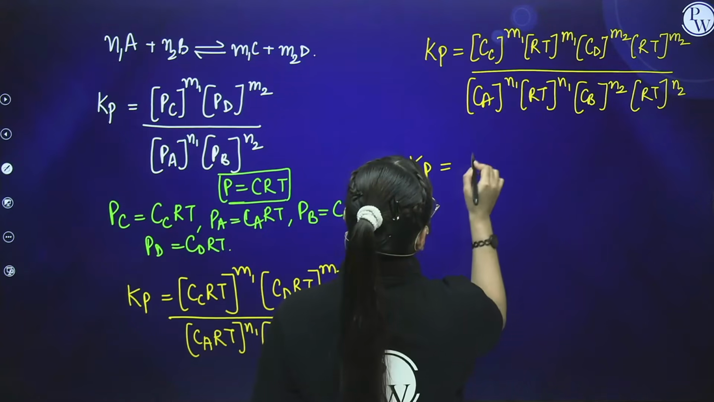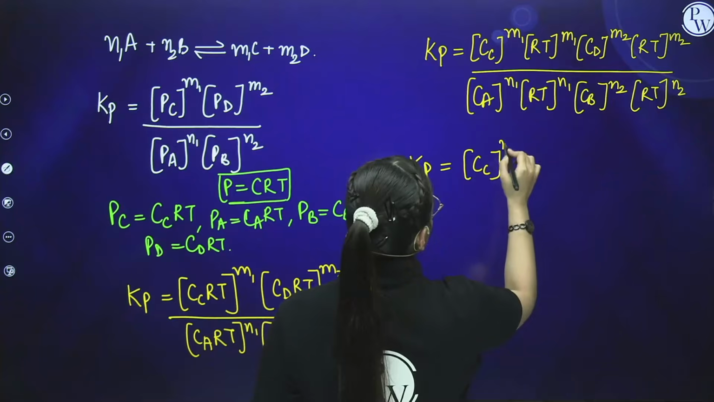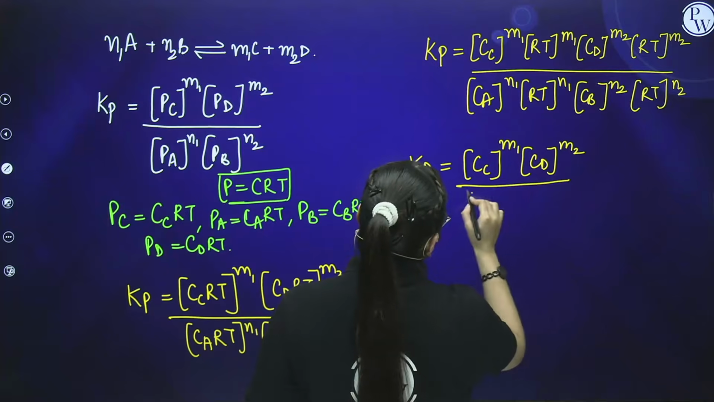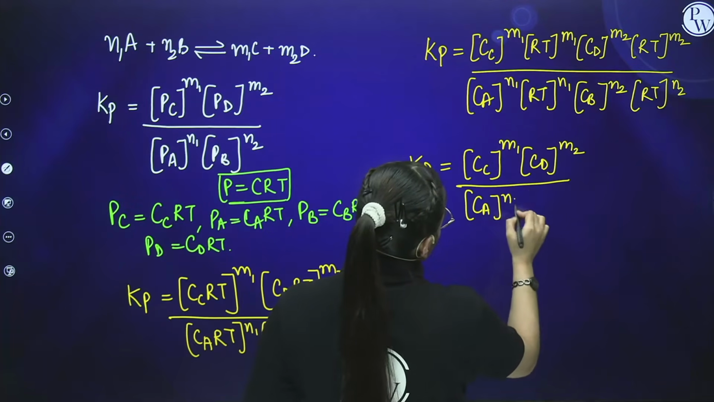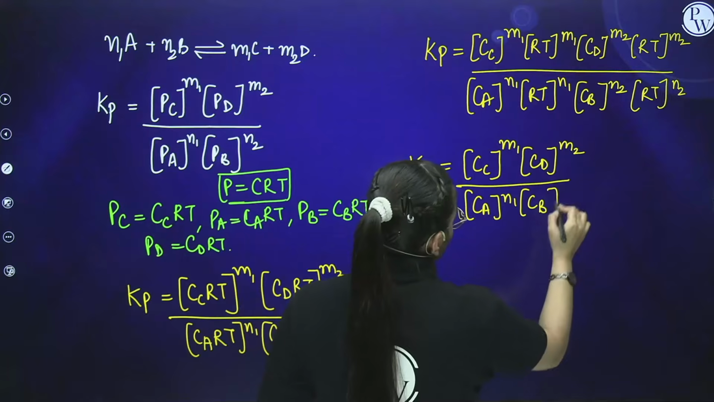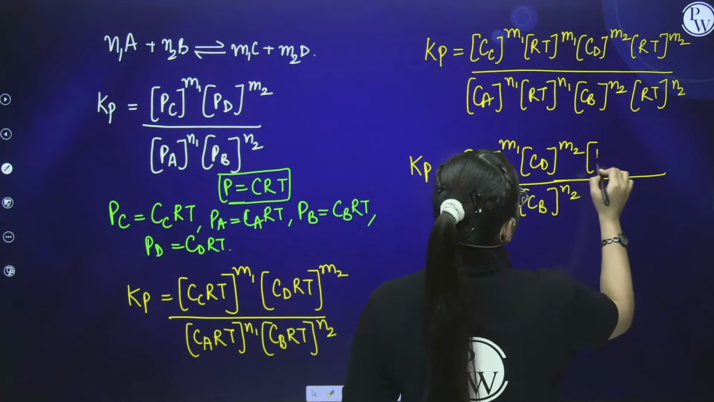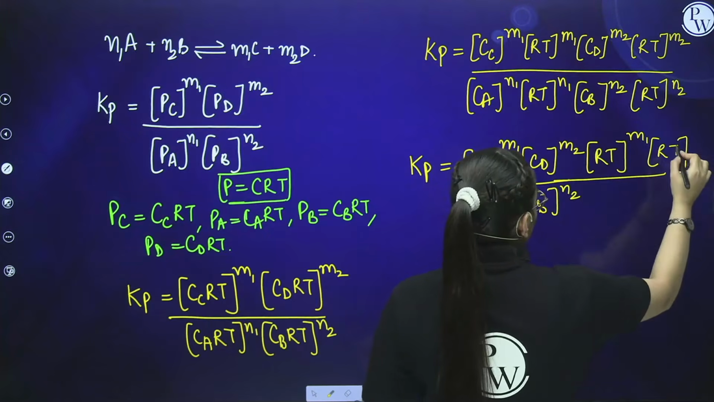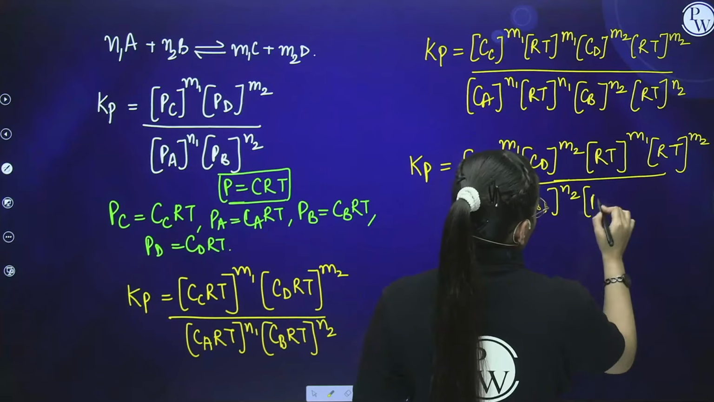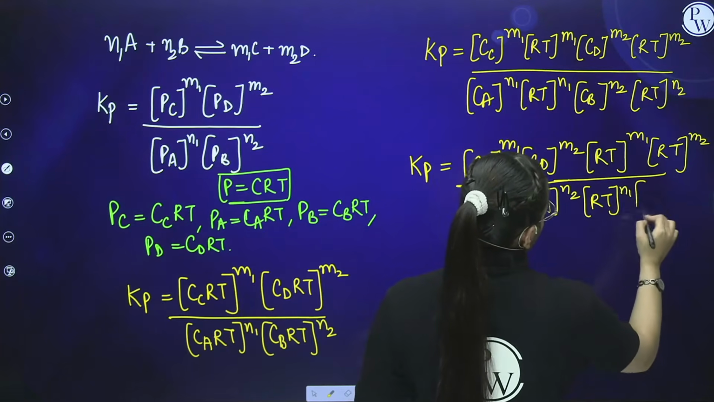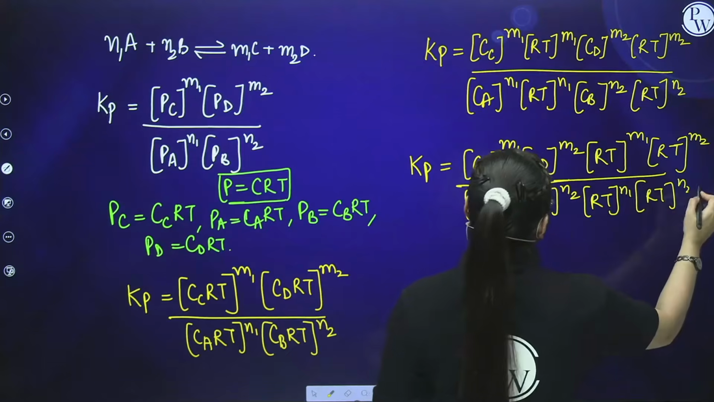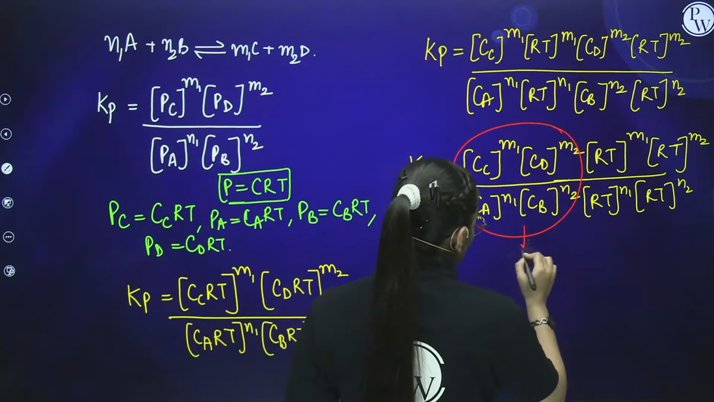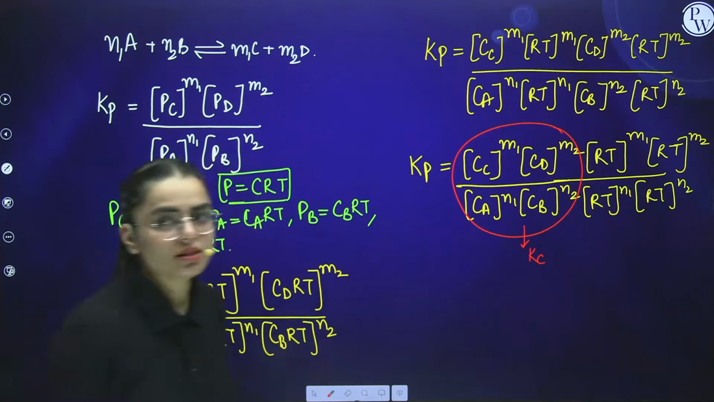What is Kp? It is equivalent to C. I am going to write CC first over here, which is M1, and CD separately, which is M2, divided by CA N1 and CB N2, and it is also multiplied with what? I am going to write all the RTs together, RT M1 into RT M2 divided by RT N1 into RT N2. Now see students, we know that this whole is Kc. This whole is Kc, the formula for Kc.